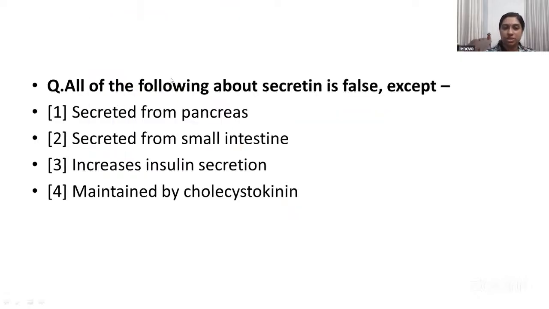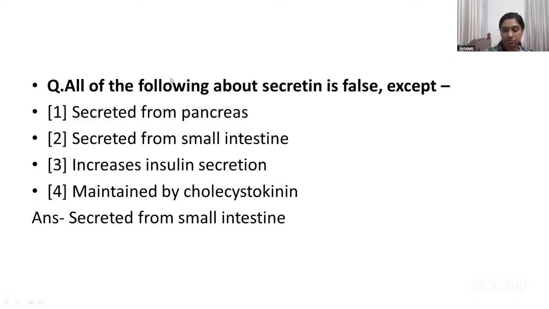So coming to the next question, all of the following about secretin is false except. The options are: it's secreted from the pancreas, it's secreted from the small intestine, it increases the insulin secretion, it's maintained by cholecystokinin. What's the answer? So the answer here is it is secreted from the S cells of the small intestine.